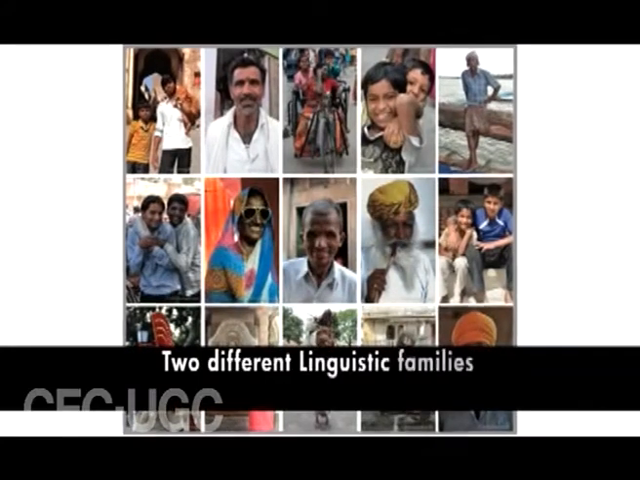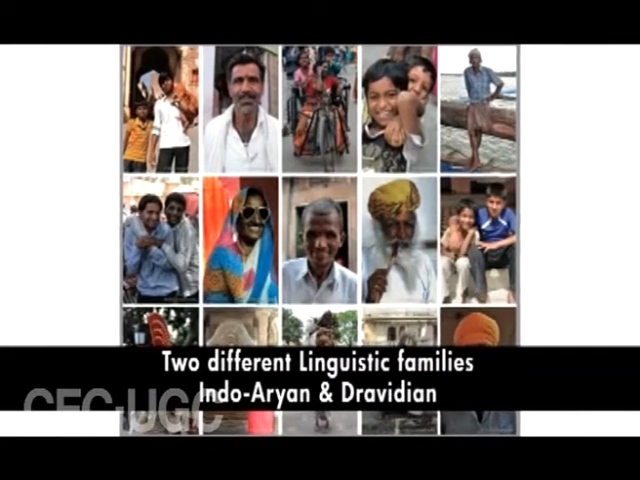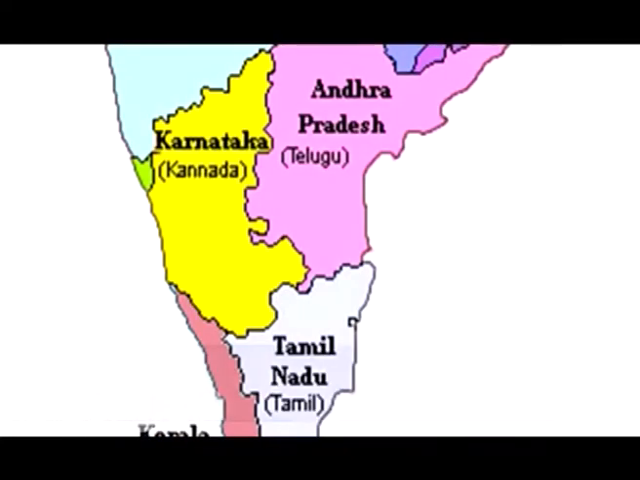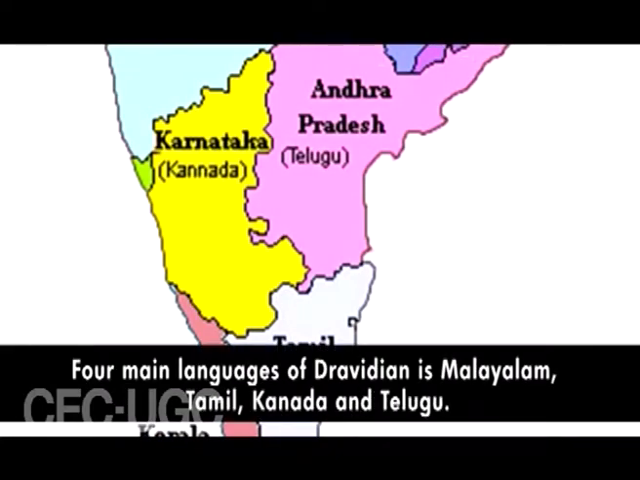We can divide the languages into different linguistic families, Indo-Aryan and Dravidian. The four main Dravidian languages are Malayalam, Tamil, Kannada and Telugu. As we all know, these languages are spoken by only 20% of the Indian population. From this, we can understand the Indo-Aryan family dominates the rest by around 75%.